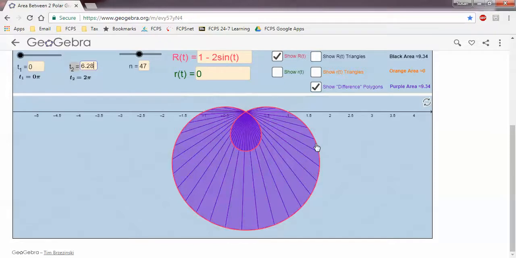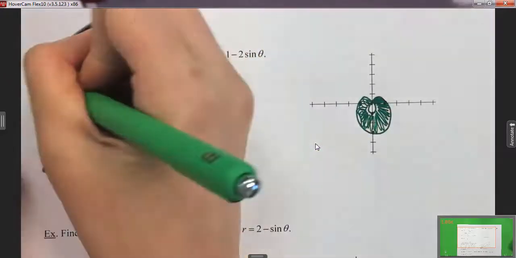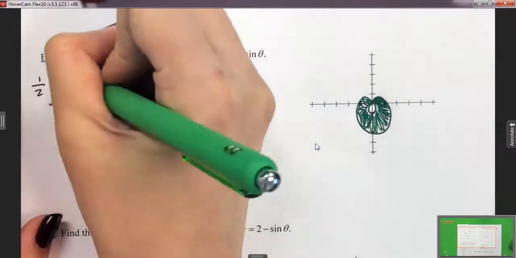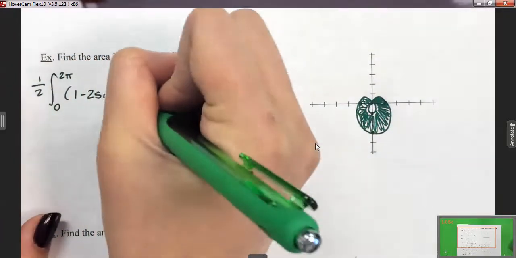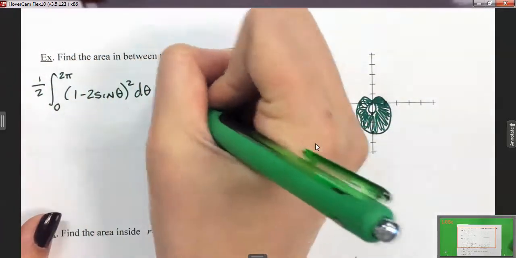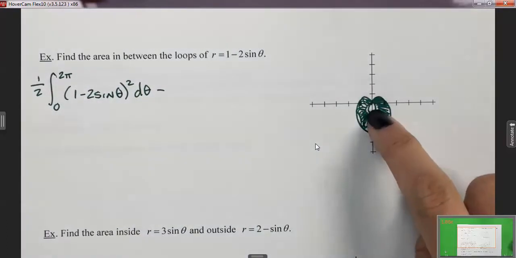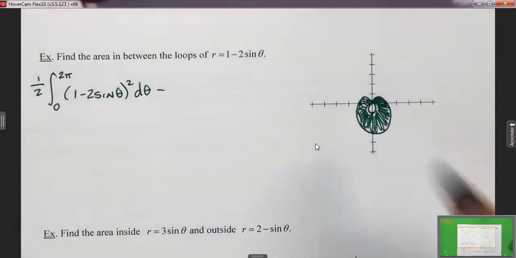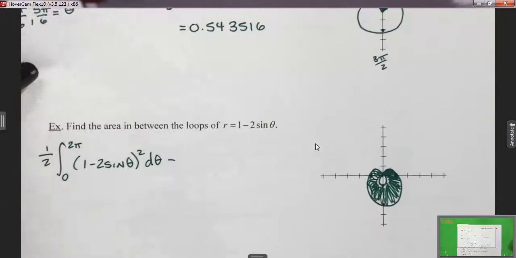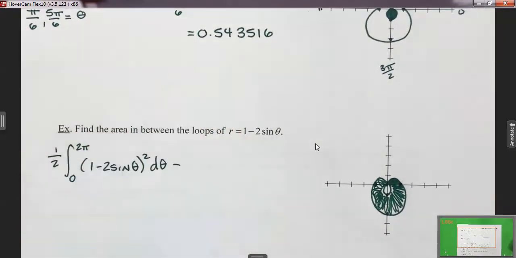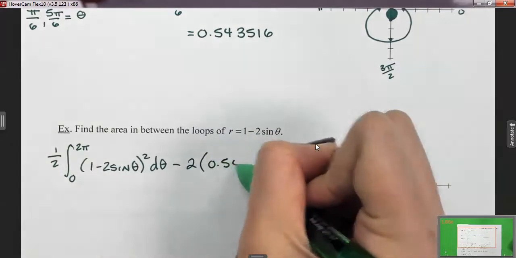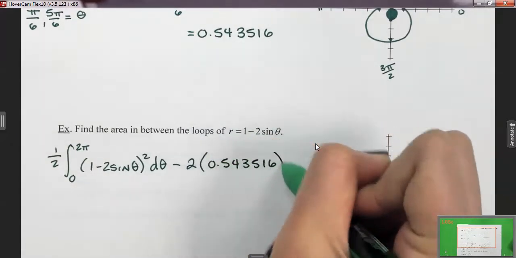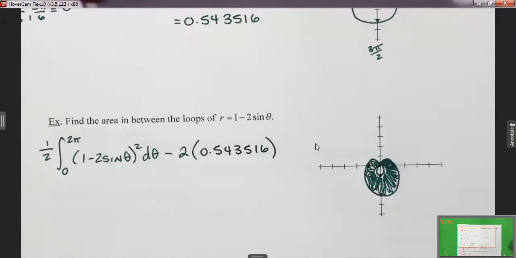Not too big of a deal. All we do then is go 1/2 integral 0 to 2 pi of (1 minus 2 sine theta) squared d theta. And then we subtract the inner loop that we already found in the previous problem. We subtract this inner loop twice. So, 2 times 0.543516, because there's 2 layers.